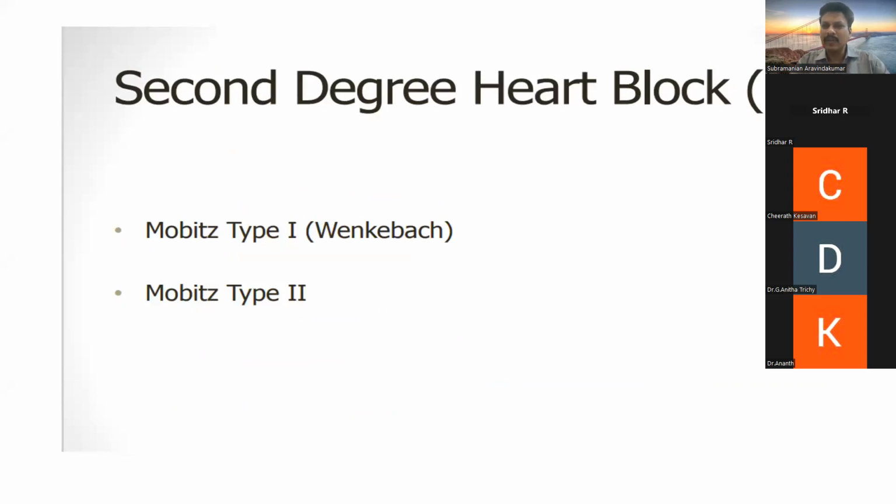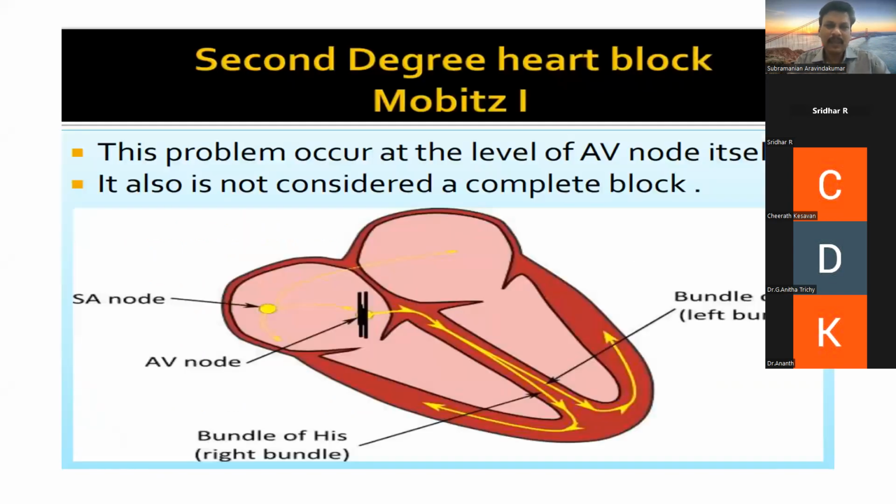Right? So moving on to second degree AV block, the next higher grade of block. In first degree, every time the P wave is conducting, but with a delay. It is not working well. Whereas in second degree AV block, there are Mobitz type 1 and type 2. Here something is conducting, something is not conducting, because the AV node is diseased or the bundle of His is diseased. We'll see how. Second degree AV block Mobitz type 1 is predominantly in the AV node.